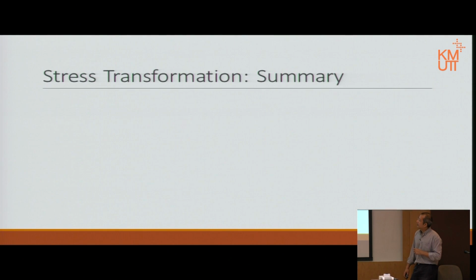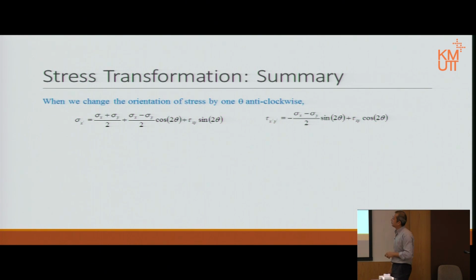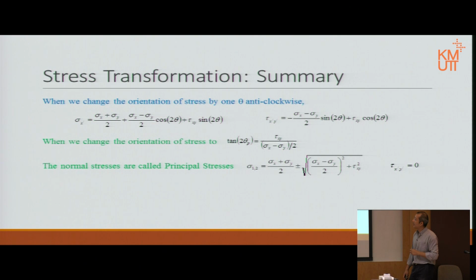Okay, I think we should summarize this stress transformation a little bit. If we just rotate the element by theta anti-clockwise, then we have that equation to sort out the normal stress value and the shear stress value. Then we move on to find out what is the maximum and minimum normal stresses, which we call maximum and minimum principal stresses, and we work out the orientation, we work out the value, and we also find out that the shear on those planes are 0.